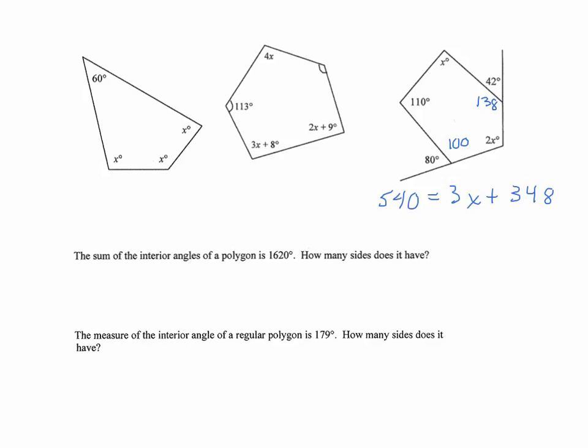These next two problems require us to work backward. In the first one, we're told that the sum of all the interior angles of the polygon is 1,620 degrees. Now, we know the expression for the sum of all the interior angles is n minus 2 times 180. So that must equal 1,620. To solve this equation, I would divide both sides by 180. When I divide 1620 by 180, I get 9, which means that n must equal 11.